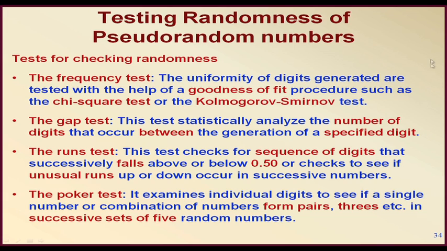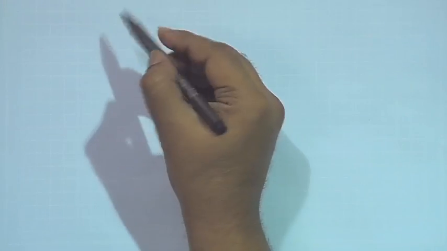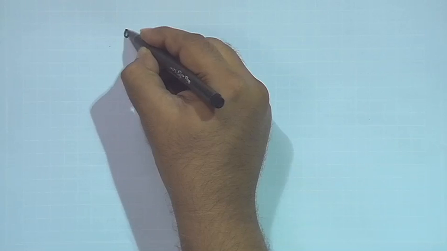The second one is called the gap test. These tests statistically analyze the number of digits that occur between the generation of a specified digit. So, let us look at what exactly it means. Suppose we have a set of random numbers.